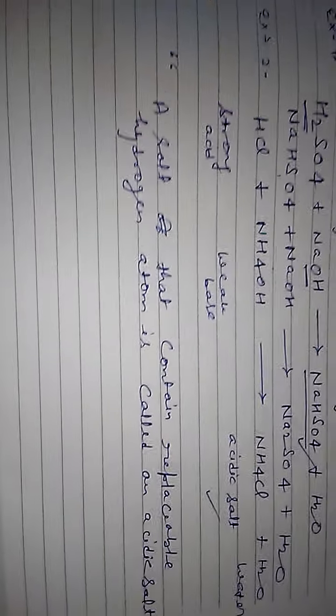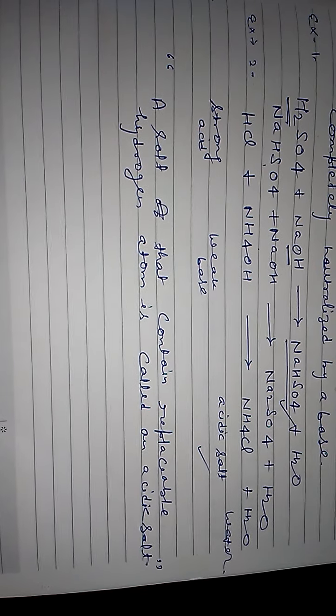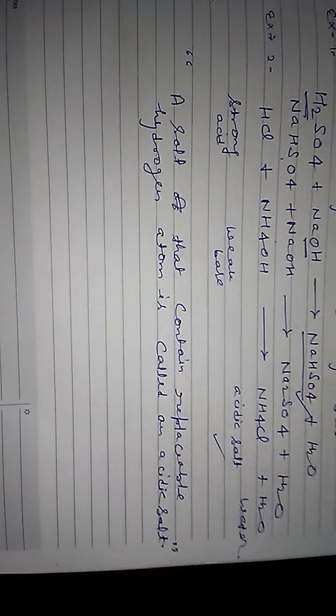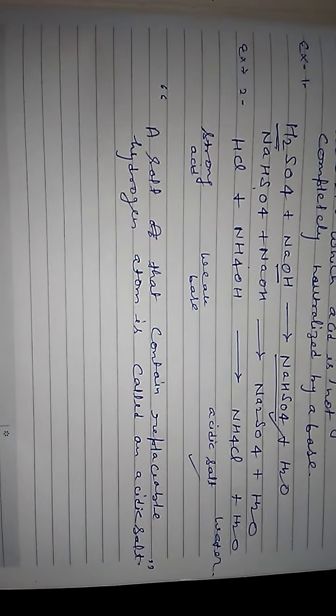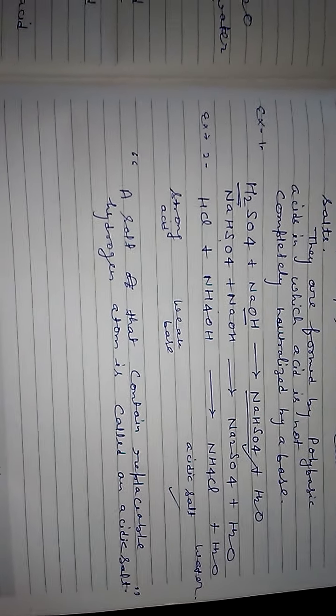So, what is the conclusion of this definition? A salt that contains replaceable hydrogen atoms is called an acidic salt. It means a salt from which all the hydrogen atoms are not replaced, meaning one or more hydrogen atoms remain which can be replaced further, is called an acidic salt.